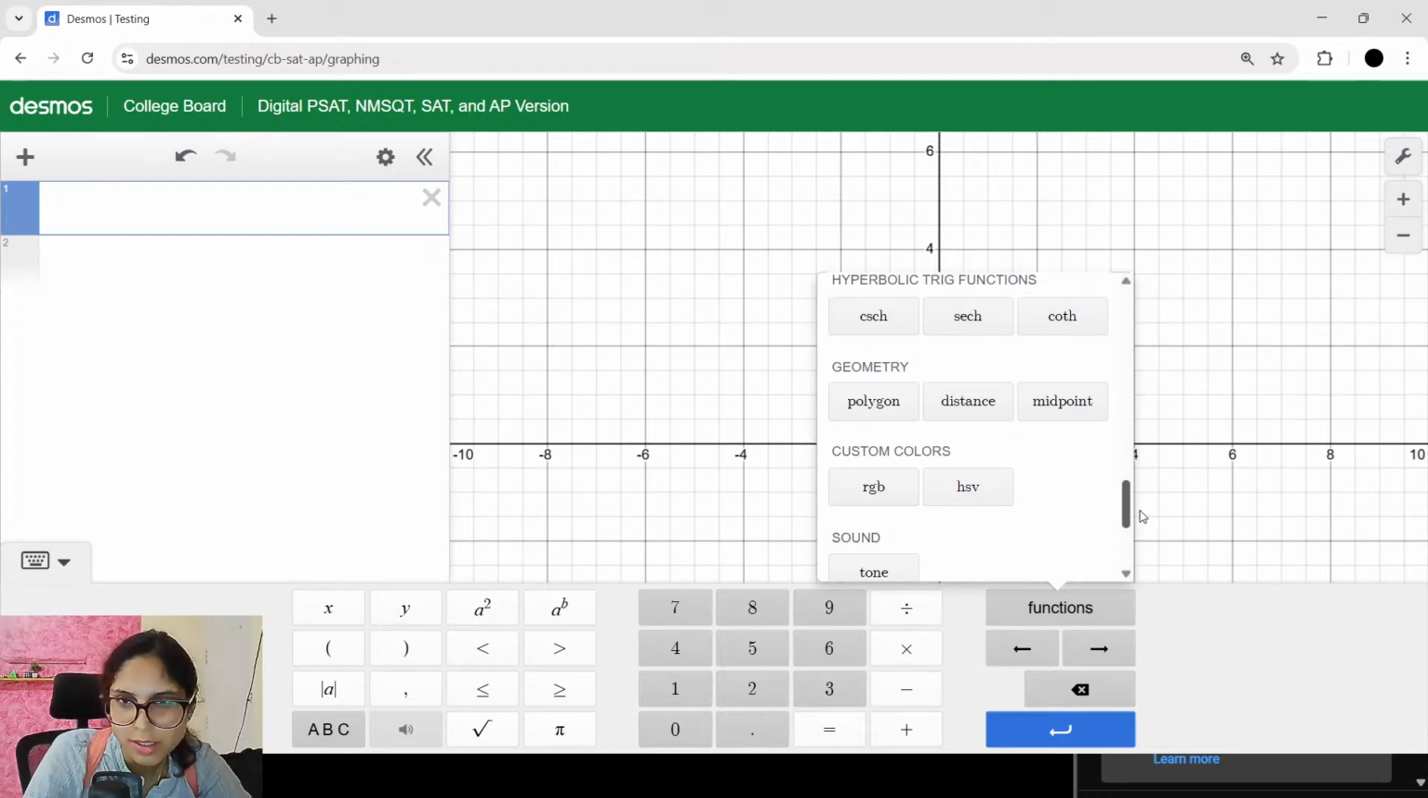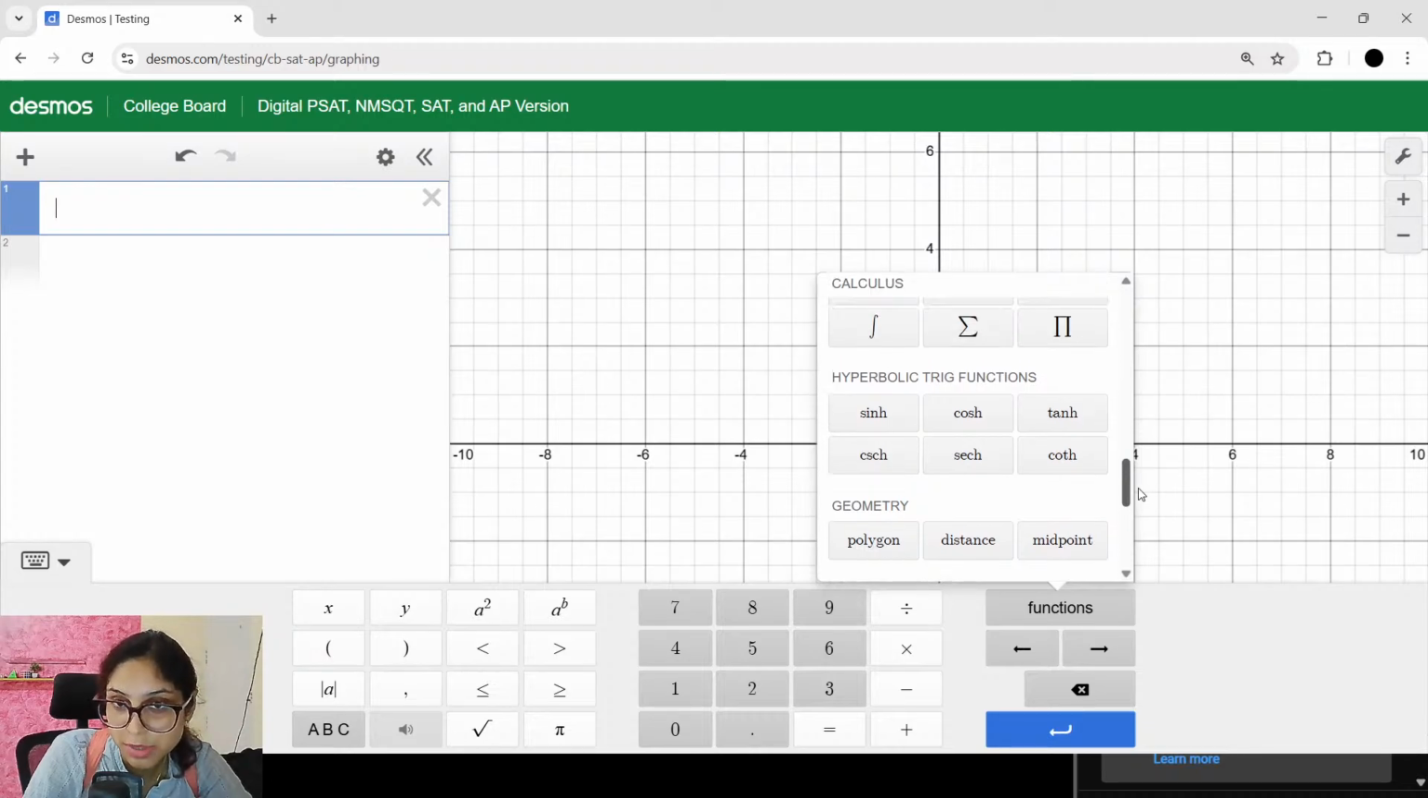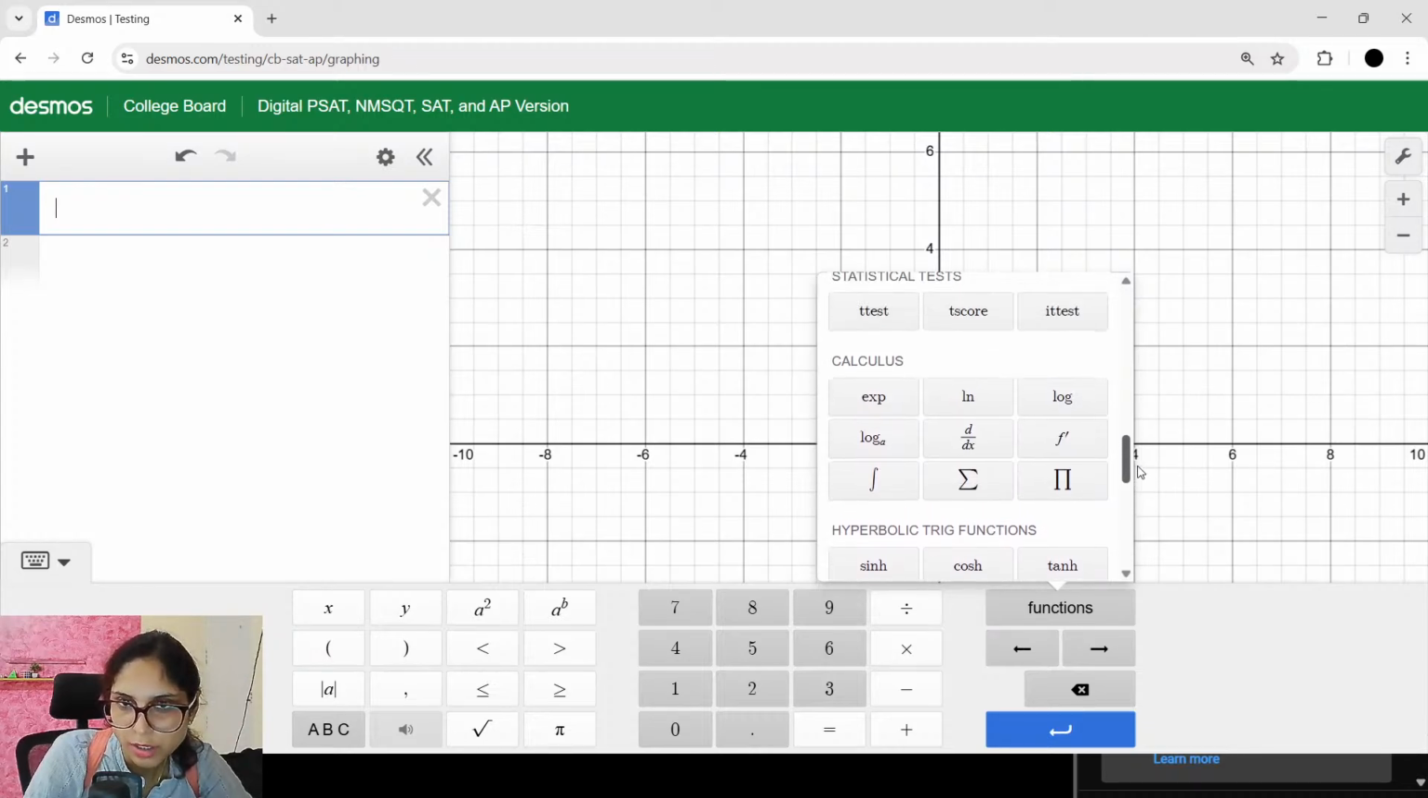Number theory, sound and custom colors, we're not seeing. Geometry, you can find distance and midpoint. Hyperbolic functions, we're not covering. In calculus, you can find the definite integrals, the summation of the series, and through the series, you can see whether it's converging or diverging. Of course, you cannot write infinity, but you can just keep increasing the numbers, 10, 100, 1000, 10,000, and so forth. You can find any derivative.